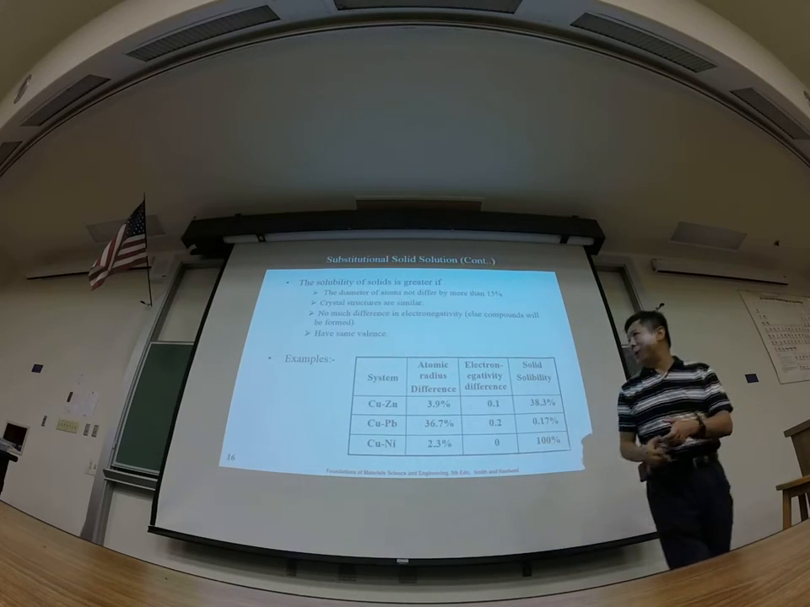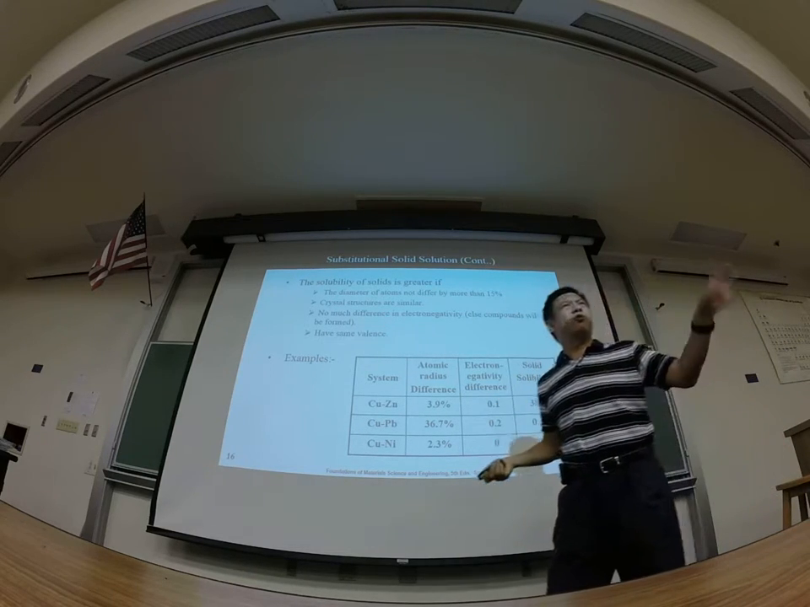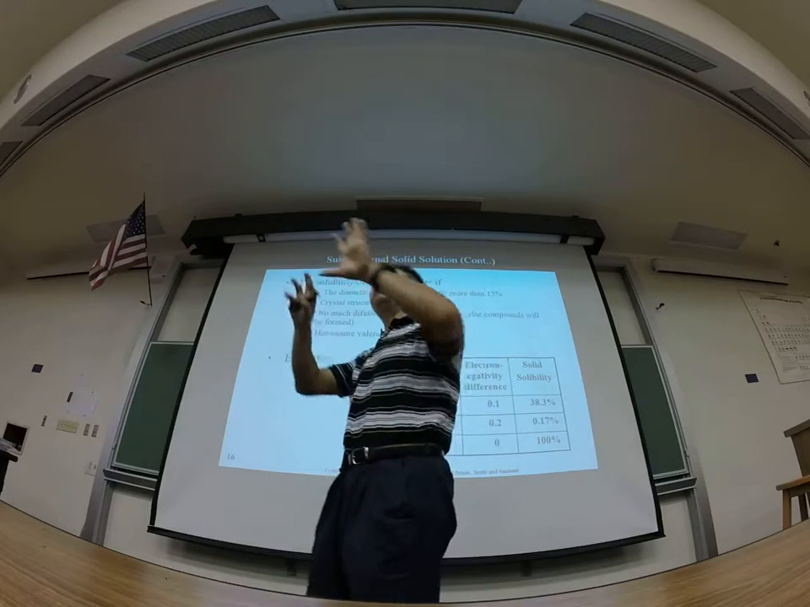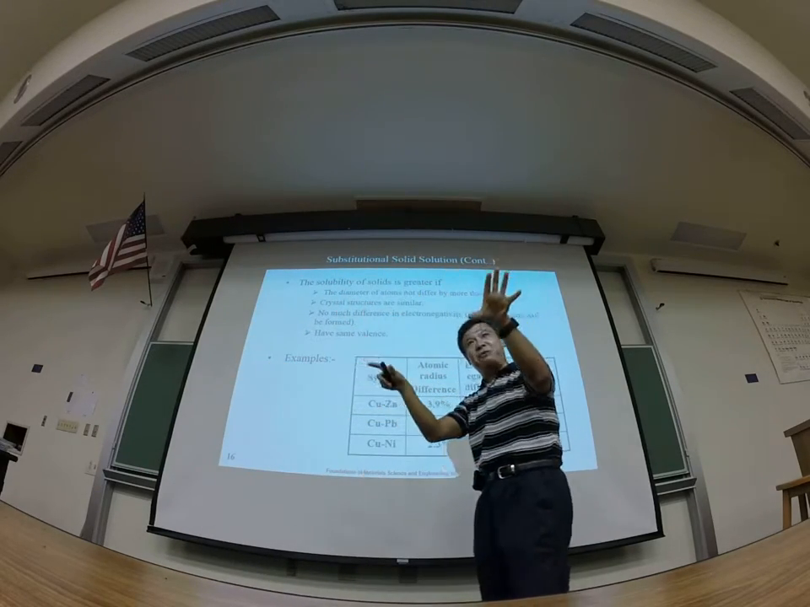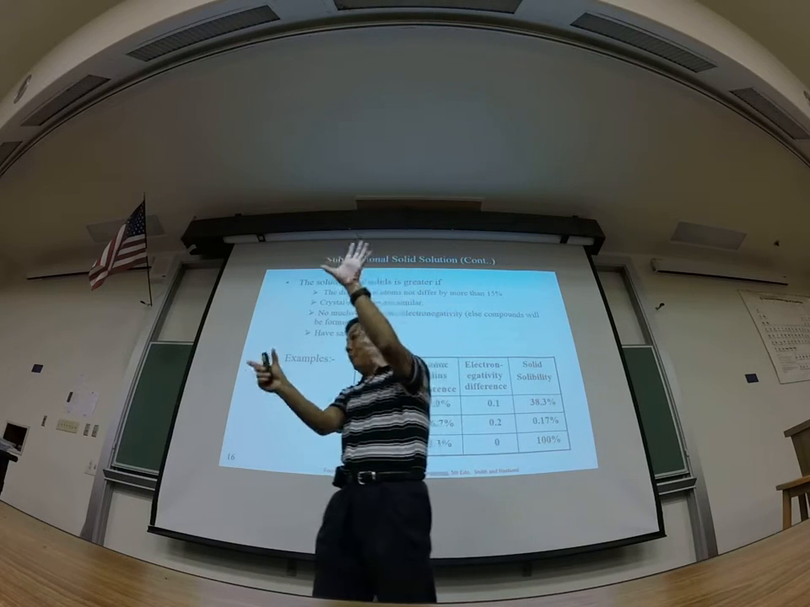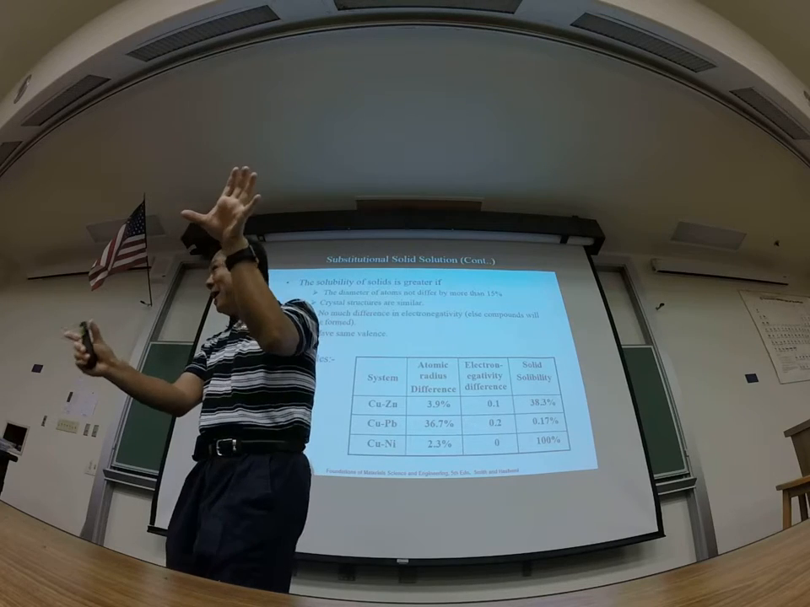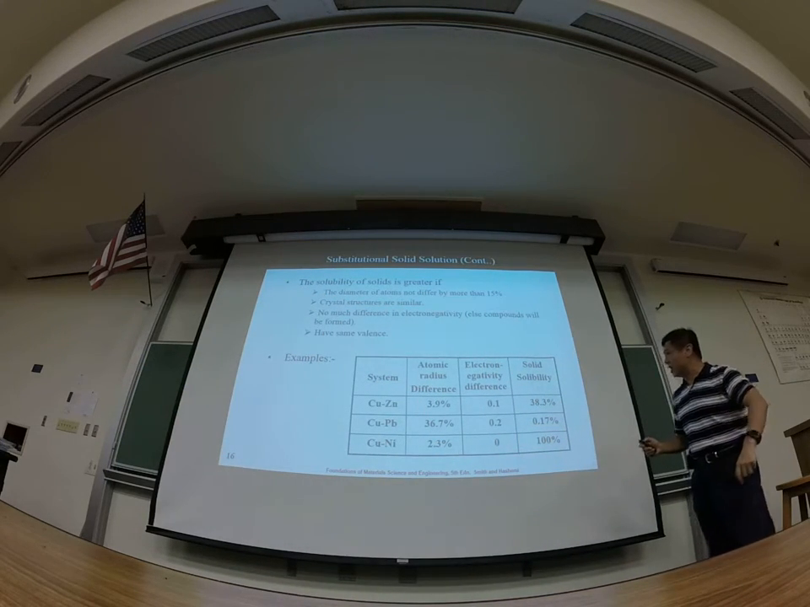That's the first requirement. And also, we prefer they have a similar crystal structure. If one is FCC and another is FCC, then they will be preferred. But if one is FCC and one is BCC, their packing densities are different, right? Don't forget about that. So that could affect the alloying process.